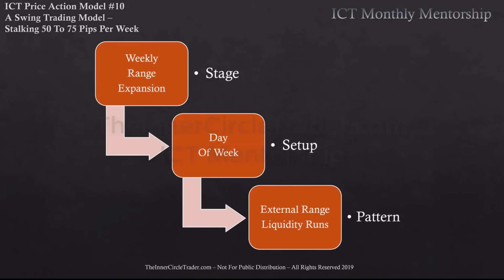All right, so we have the ICT price action model number 10. It's a swing trader's model. We're stalking 50 to 75 pips per week. The stage for this model is obviously weekly range expansion, so we're always trying to trade in that directional bias. The setup is going to be day of week specific, and the pattern is going to be external range liquidity runs.